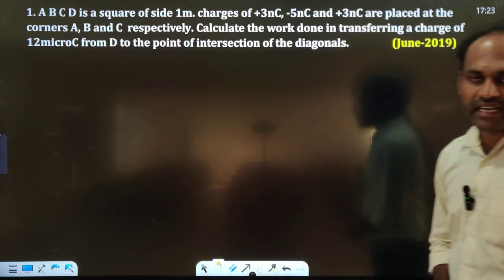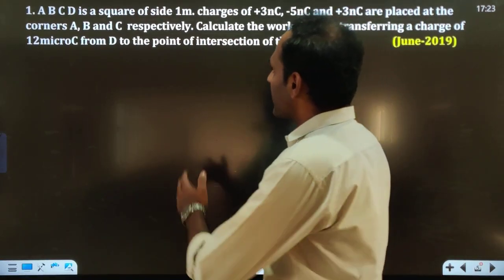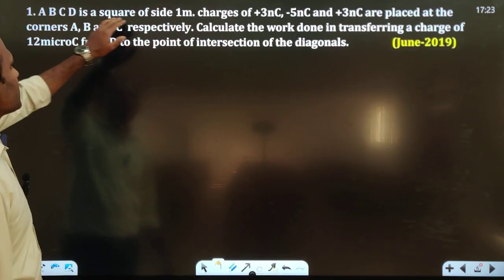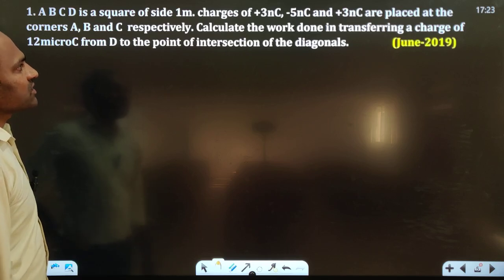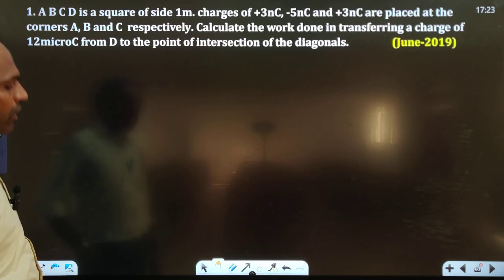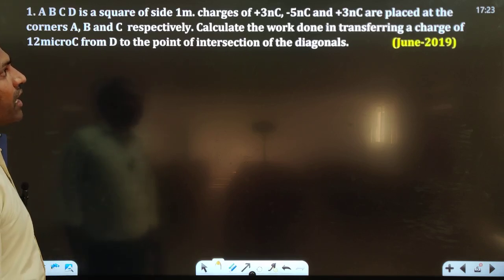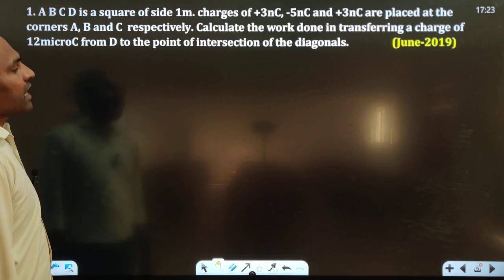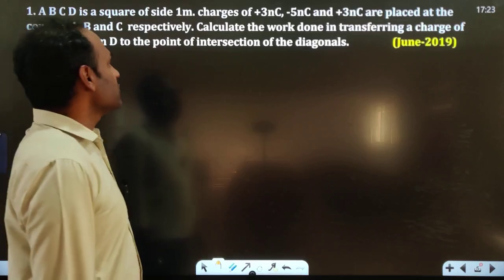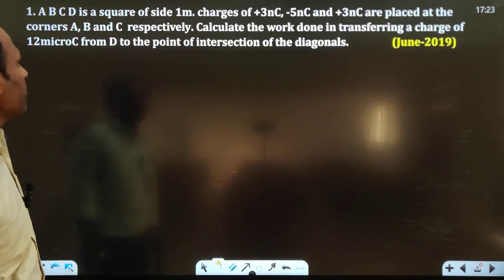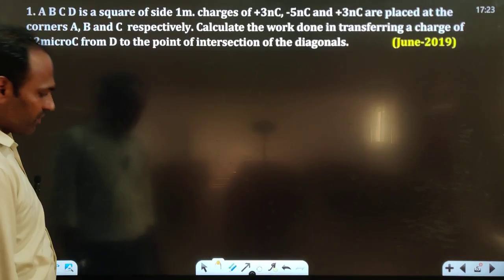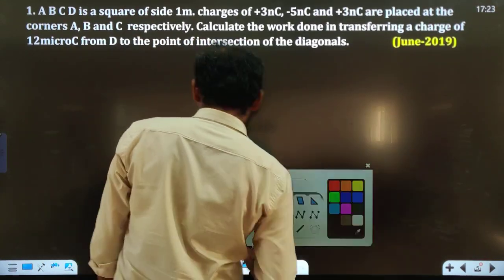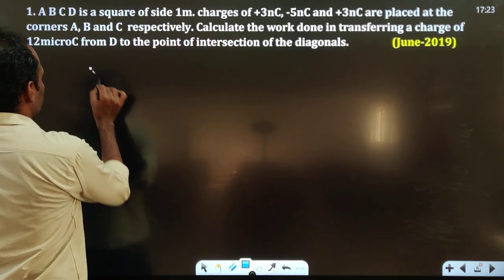Next we'll go for numericals on electric potential and capacitance. See, many times this type of question has been asked on work done. ABCD is a square of side 1 meter. Charges of plus 3 nanocoulomb, minus 5 nanocoulomb and plus 3 nanocoulomb are placed at the corners A, B and C respectively. Calculate the work done in transferring a charge of 12 microcoulomb from D to the point of intersection of diagonals. Okay. See, let us take a square here now. So ABCD is a square.